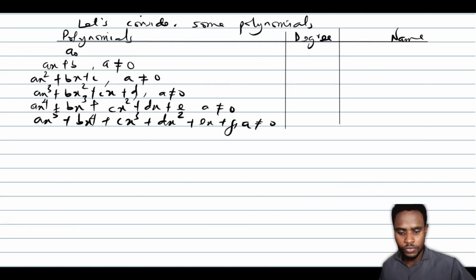Considering this now, we observe that this is the constant term of the polynomial, and when I was expressing the polynomial, I explained that this particular term is a naught s to the power 0, because s to the power 0 is 1. So we observe that the power of the variable here is 0. So this particular polynomial is of degree 0 and is called constant.